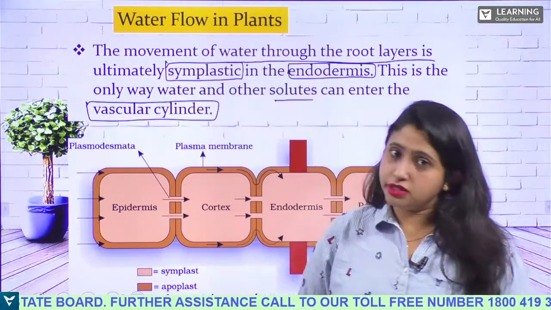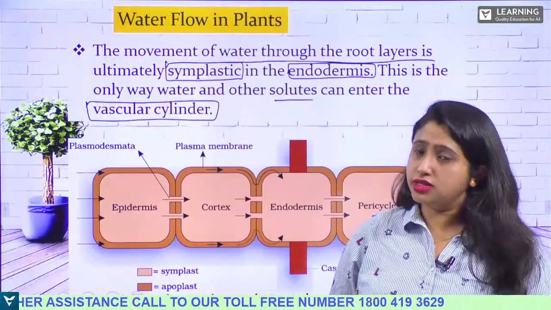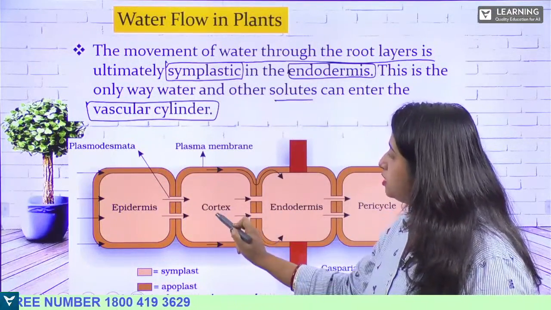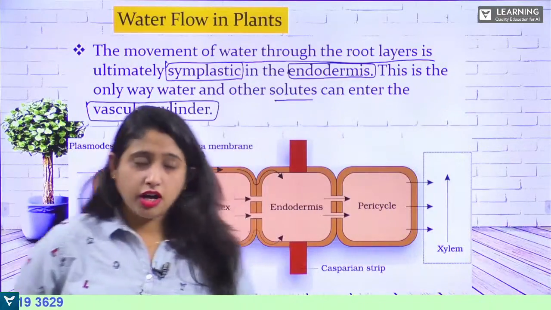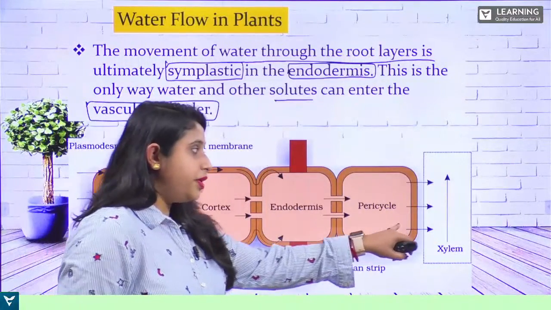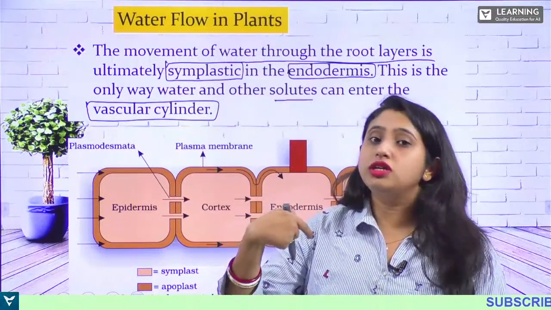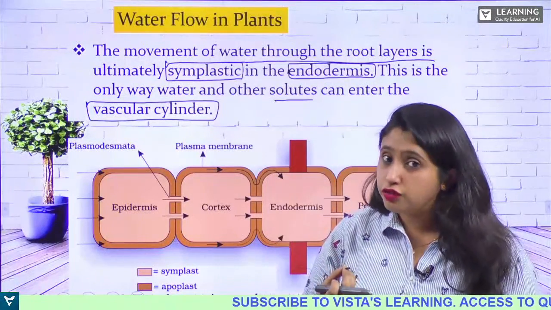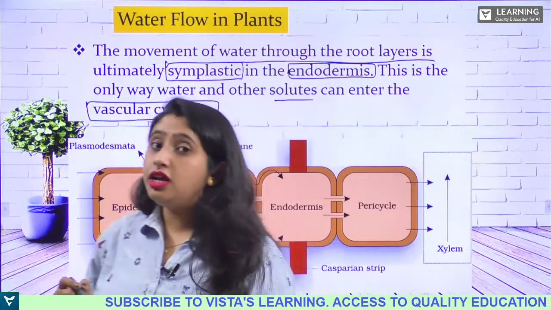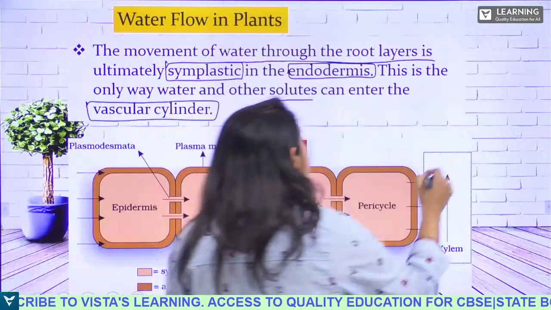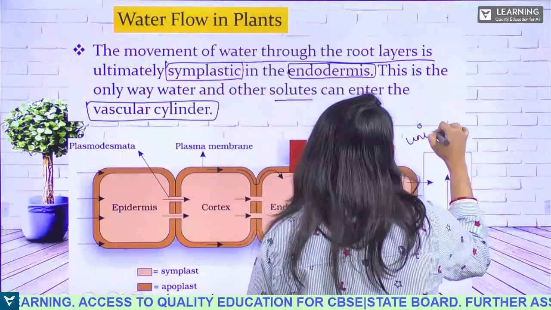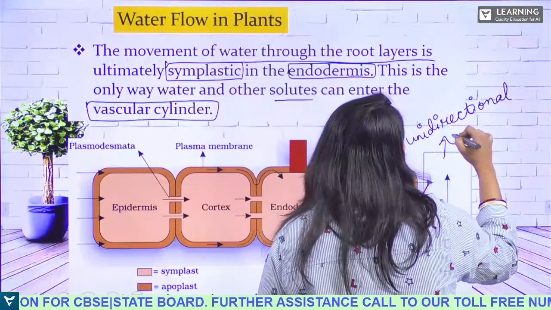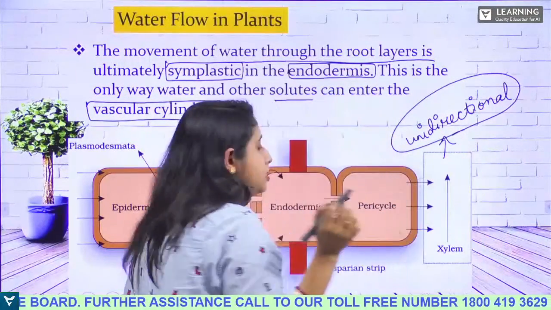So see, this is the picture from your NCERT. This is the epidermis, the diagram which you have already seen. The water molecules are moving inside. This is the plasmodesmata, this is the cortex, then the endodermis, then the pericycle. From the pericycle it will go to the xylem, and through the xylem the water molecules will be transported to different parts of the plants. And in the xylem, unidirectional transportation takes place.